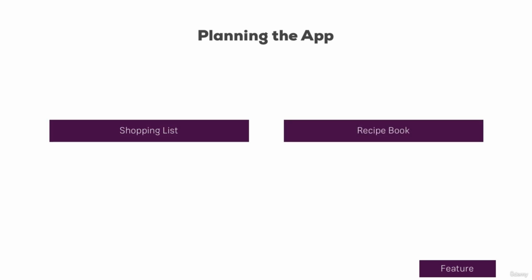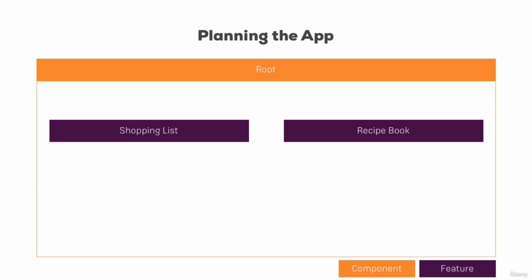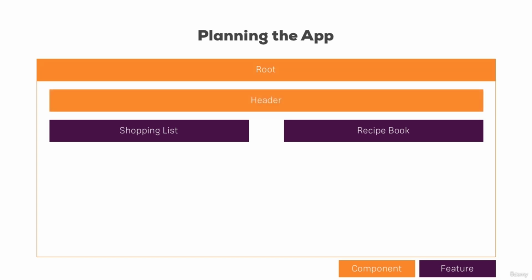Well, we're going to have a shopping list and a recipe book section, managing either our single ingredients we need to buy or, in the recipe book, our whole recipes. Which components will we need for this? Obviously, a root component holding our overall application, the app component. Every Angular app has this. Then, since we have two sections, it probably makes sense to have some kind of header component where we can navigate between these two sections.